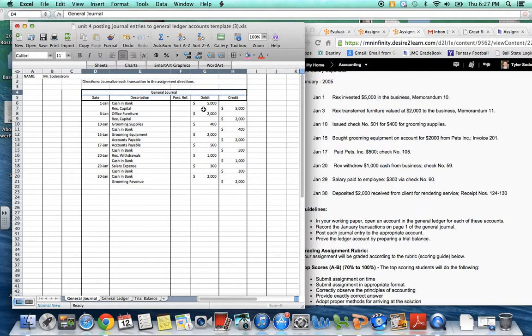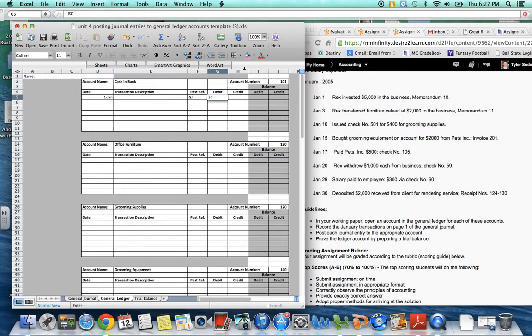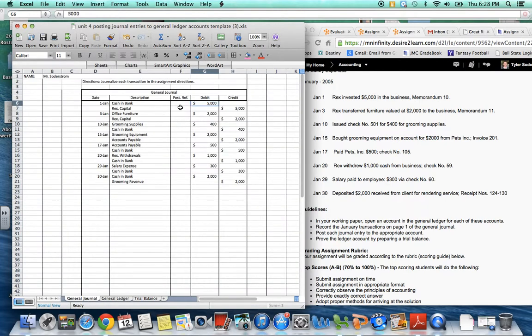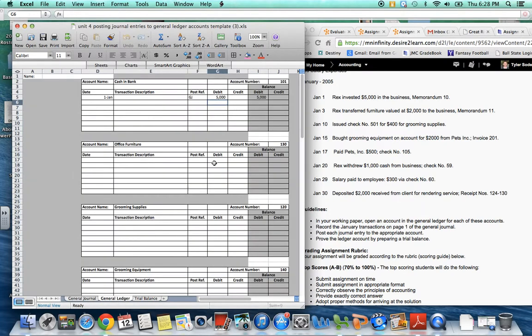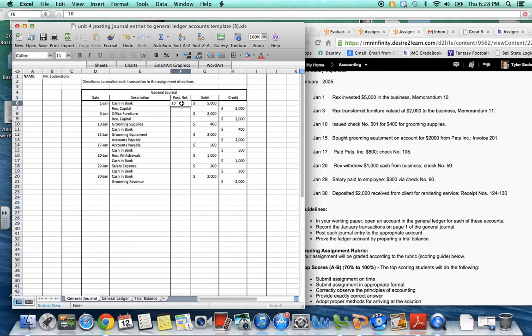And what I need to post is my debit amount. So I have a $5,000 debit to cash in bank. So that's $5,000 there. And I need to figure out what my balance is. So I had no balance before this transaction. So a zero balance plus a $5,000 debit means my debit is now $5,000. Back in the general journal, I need to fill in my post reference there now. And the post reference there is what my account number was. So I posted this to account 101.